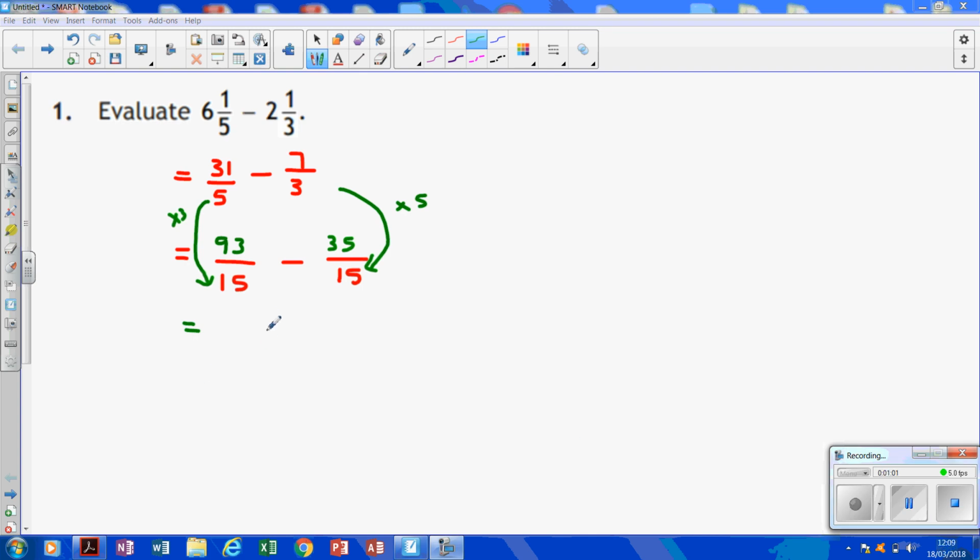That gives me 58/15. Now we should always change them into a top heavy. So 1 15 is 15, 2 15s are 30, 3 15s are 45, 4 15s are 60. Too much. So it's going to go 3 times. And the amount left over, we were too short of making 4 whole numbers. So we must have 13 15ths left.